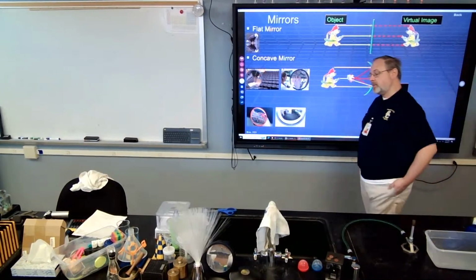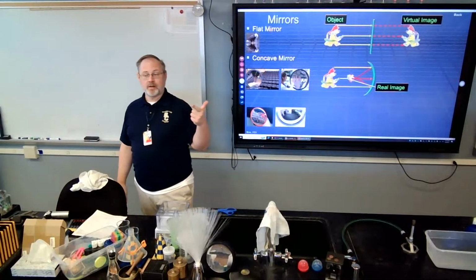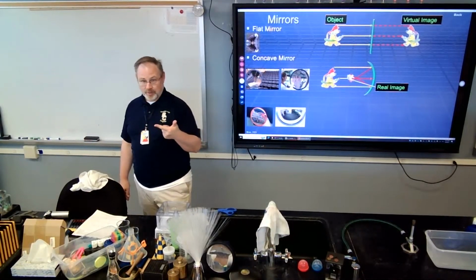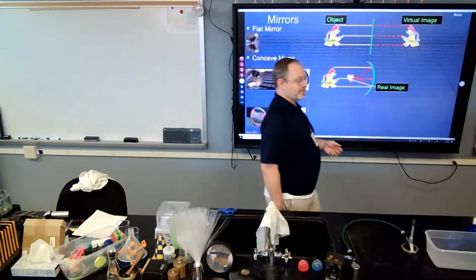So, an image can be real or virtual. It can be inverted or upright. You guys should also be seeing an inverted image, because you're really far away.